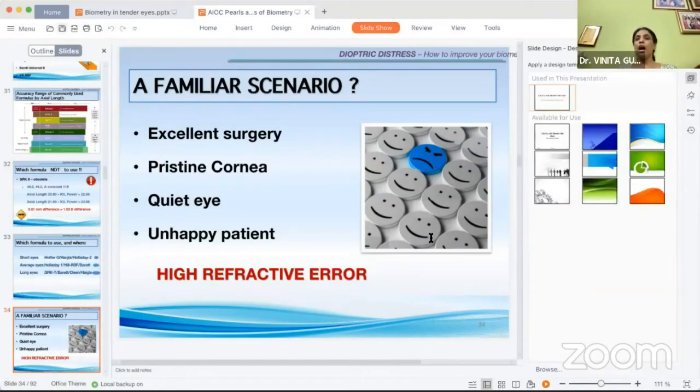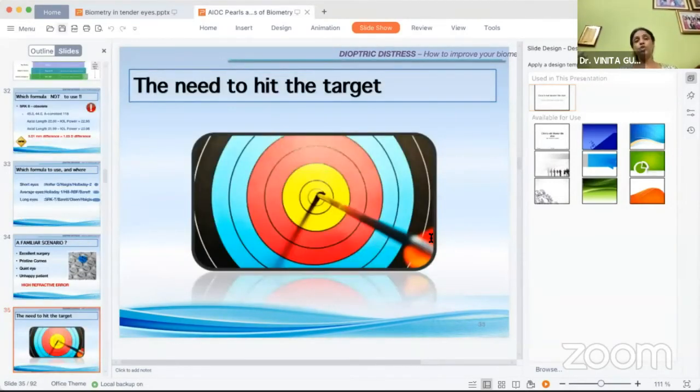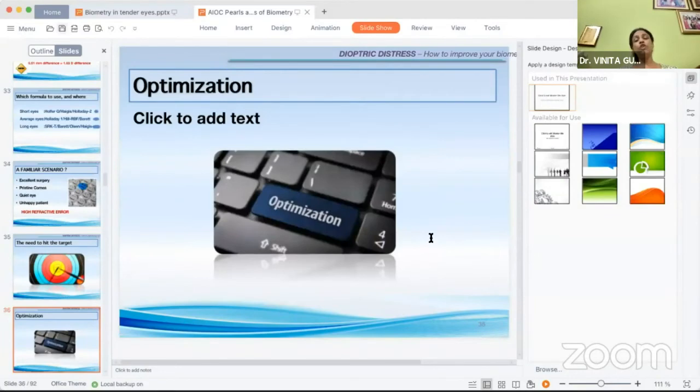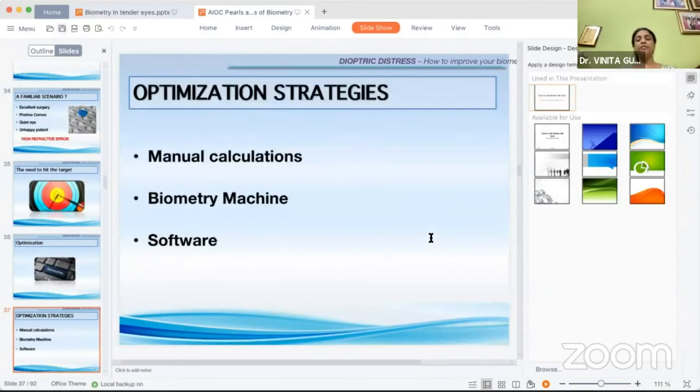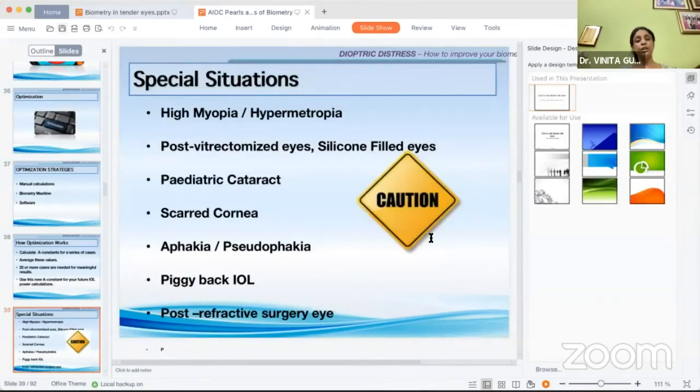Another scenario after you have done your surgery would be a scenario where you have done excellent surgery, you have a quiet eye, a pristine cornea, but still your patient is unhappy. And why is that? Because you're still landed with a high refractive error and a refractive surprise. So how can you minimize this? Again, by the need to hit the target. So we can start optimizing our results, and there are various strategies for this. This will again be taken up by my next speaker, so I'm not touching on this.